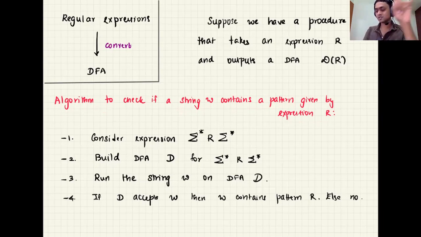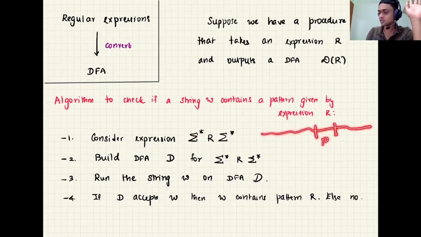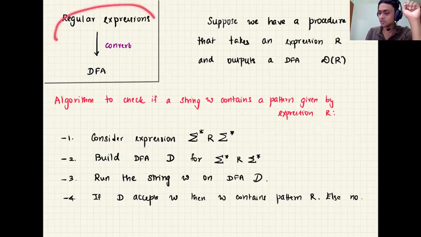Since we want to know whether the string contains R, we will consider the expression sigma star R sigma star, for an appropriate sigma. So this is my string, I want to know if it contains R. So the string should satisfy the expression sigma star R sigma star. Secondly, suppose we are able to do this, we build a DFA corresponding to this. And then what? You just run that string on the DFA.